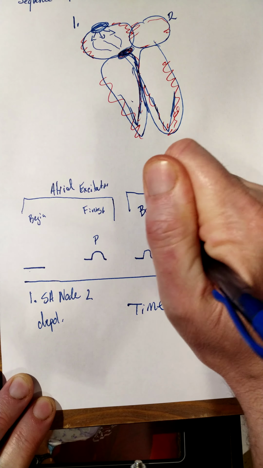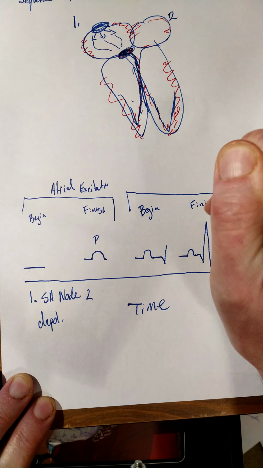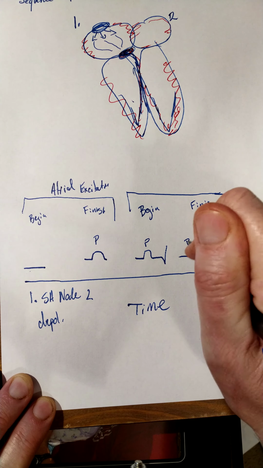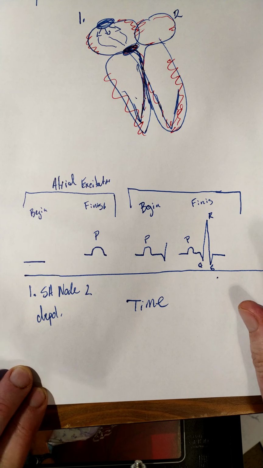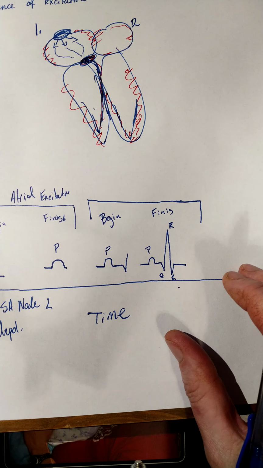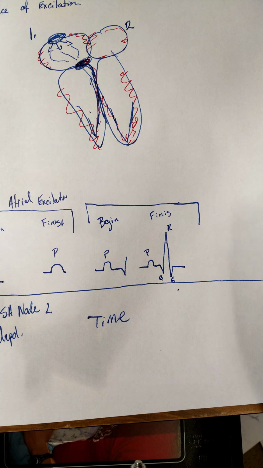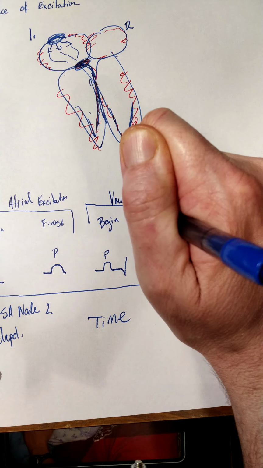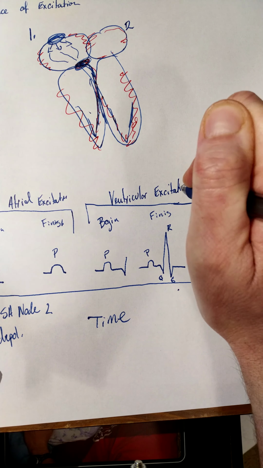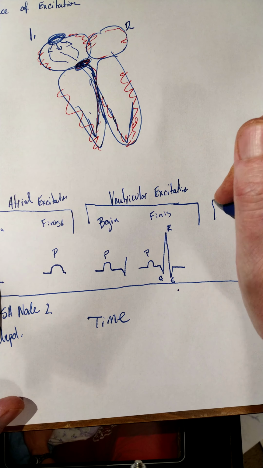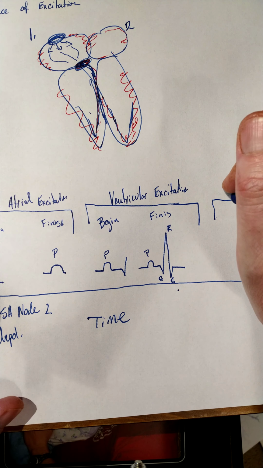Begin. So P, Q, R, S. Those are that. Okay, and then lastly, this is ventricular depolarization. Okay, and then from here, lastly, we need to relax things.